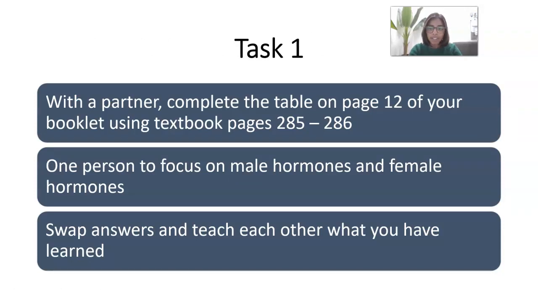So at this point, I'd like you to pause the video and complete the table on page 12 of your booklet. Please ensure that you use pages 285 to 286 to help you complete that task. If you are working with a partner on this, you could perhaps swap and look at the male and female sides and then swap answers. On the next slide, we will go through those answers, so pause the video here while you complete that work.